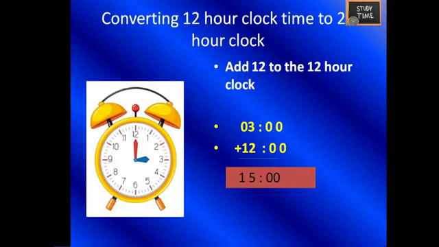Next, converting 12-hour clock to 24-hour clock time. You have to add 12 to the 12-hour clock, so you would get the 24-hour clock. See here, 3 plus 12 is 15. So 15 is the 24-hour clock time. This is how you should convert 24-hour to 12-hour clock or 12-hour to 24-hour clock.